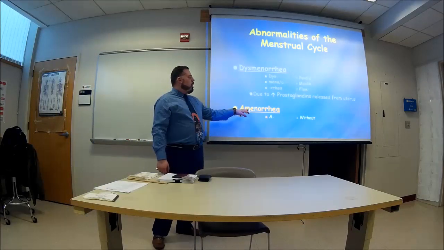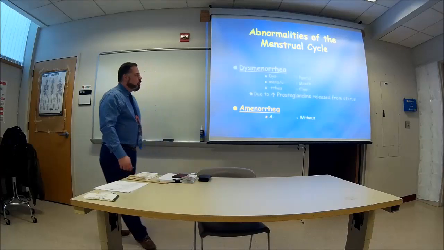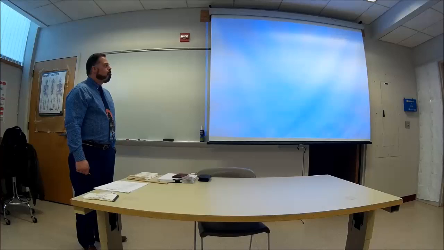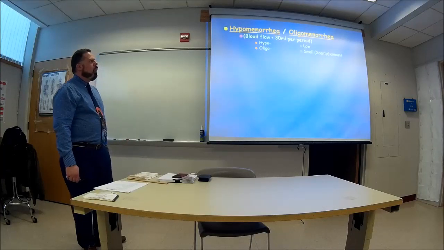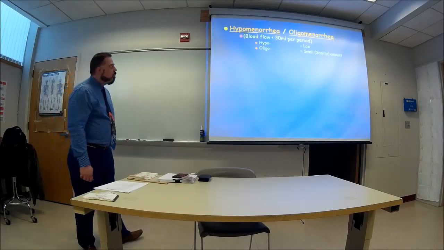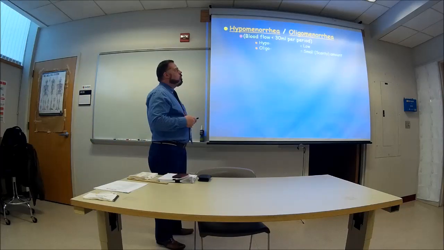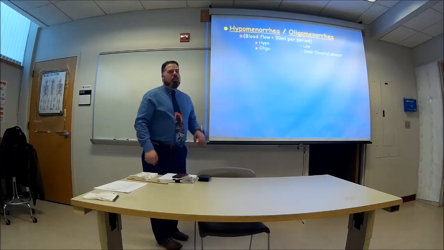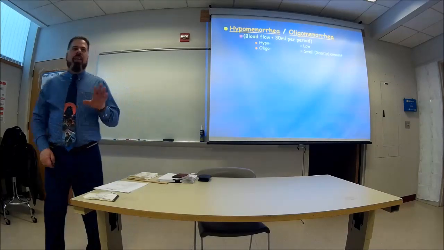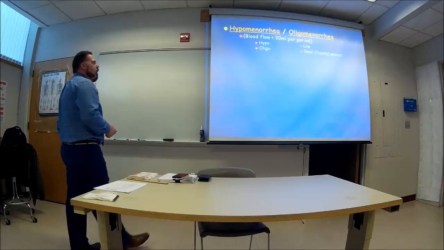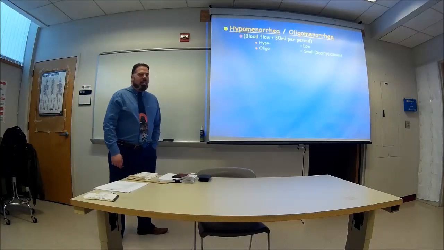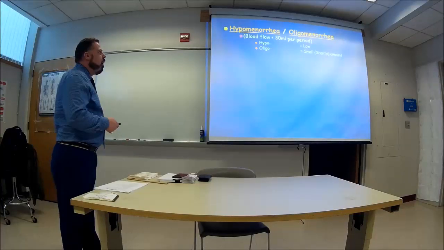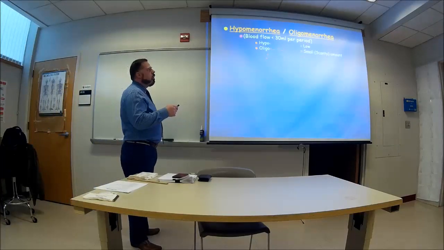Amenorrhea means without a menstruation, okay? We'll talk about those later. Hypomenorrhea or oligomenorrhea. Hypo means a decreased amount of menstruation. Oligo means a scant or a very little amount. They kind of mean the same thing, okay? So this is when your blood flow is less than 30 milliliters per cycle, okay? So that's what that means.